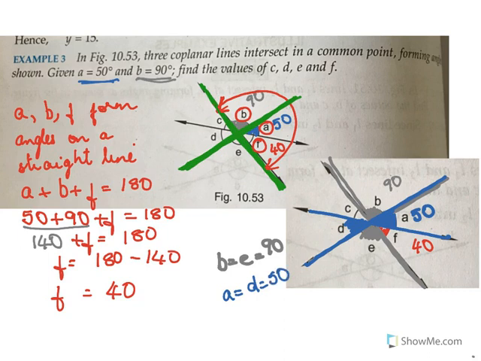Now next we'll see who's vertically opposite to F. To find who's vertically opposite to F, see, this is F. So we need to extend this further and extend this, and vertically opposite to F we will get C. So we have F equal to C equal to 40.